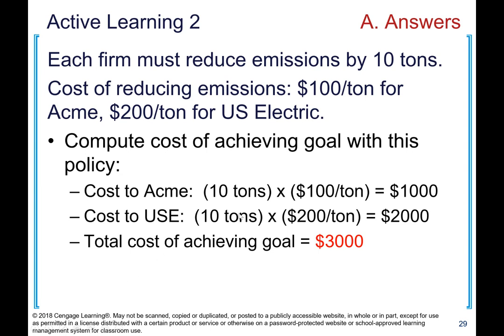Cost to Acme, 10 tons times 100, that's $1,000. Cost to US Electric, 10 times 200, that's $2,000. Total cost of achieving the goal, $3,000.